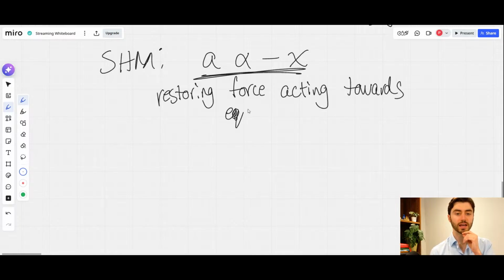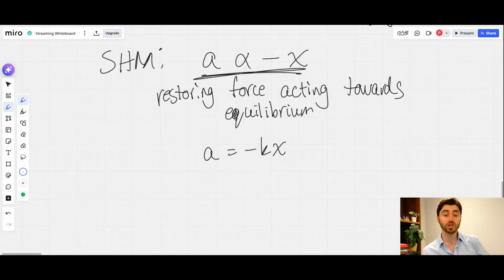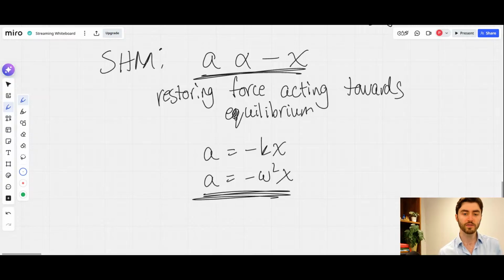And what we can say, obviously, from your math, if it's proportional, we know that that would give us an equation, a equals minus kx. And we can show that that constant of proportionality is omega squared. So this is another very important equation that shows up a lot in these sorts of questions.